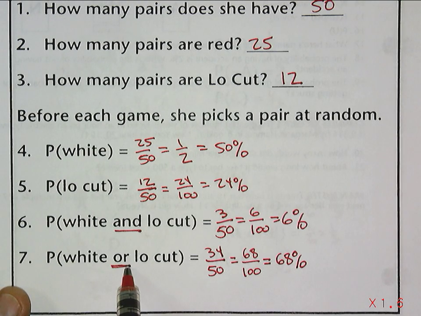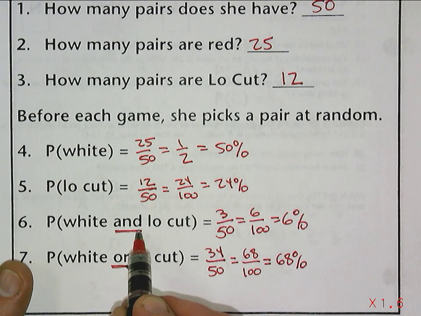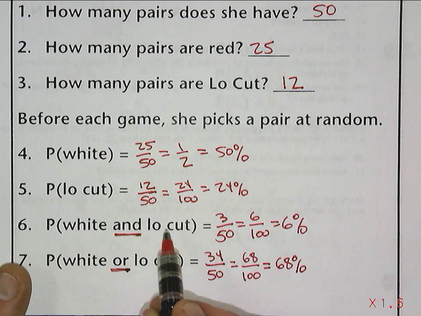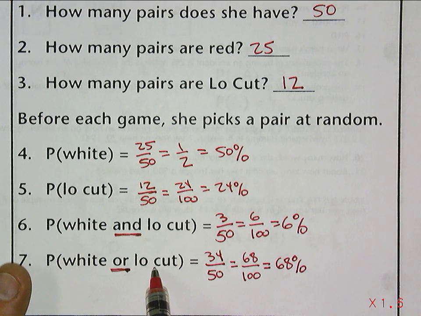So "or" means more, and "and" always gives fewer options because both have to be true. In this case, one or the other can be true, and so you get more choices with "or." And that's pretty much the end of probability packet 1.